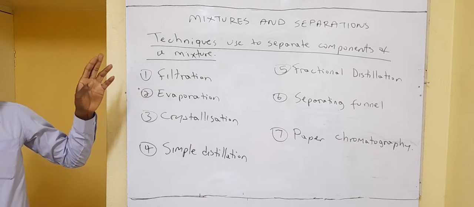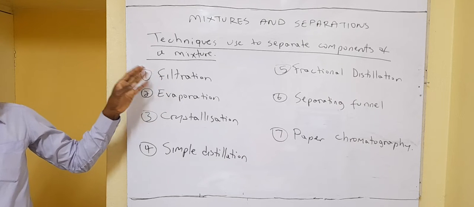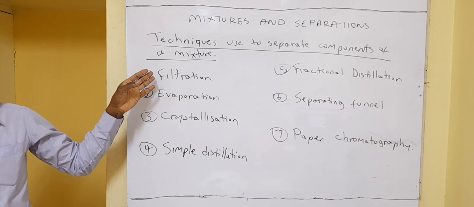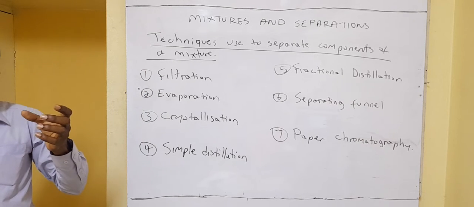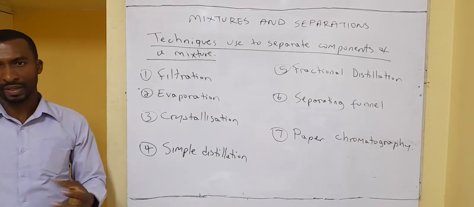Filtration. You have a filter paper, right? It's used to separate a suspension. So the solid will be retained in the filter paper. The solvent will leak out into the beaker or the container under it.